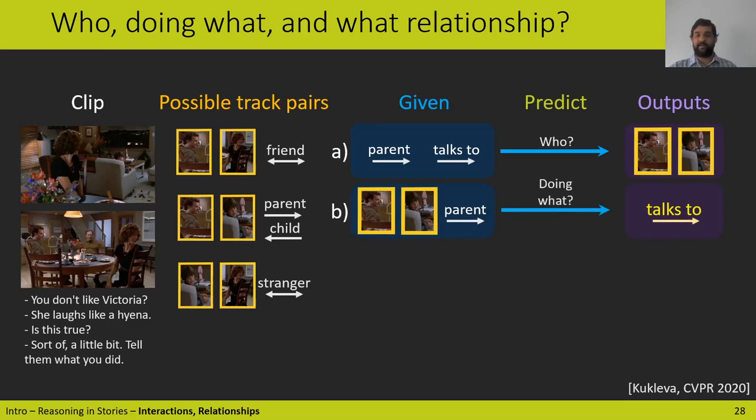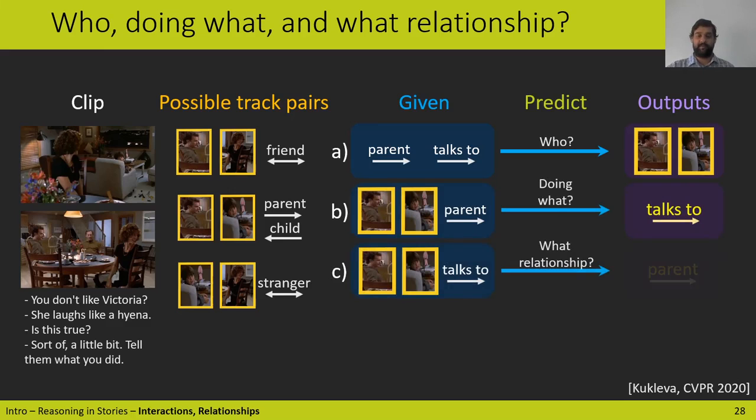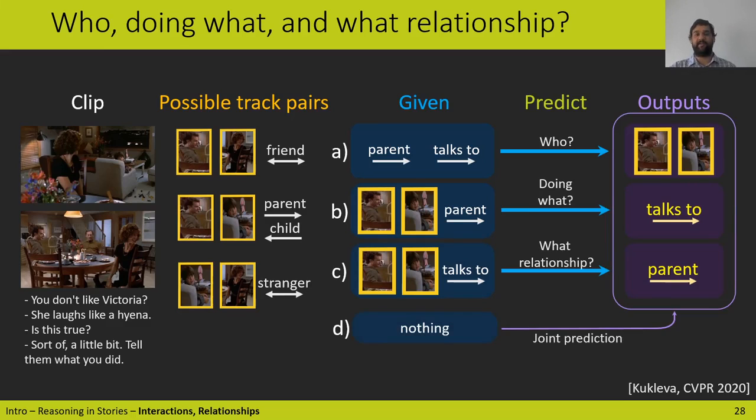Given the pair of characters and the relationship, we can predict what they're doing. Given the pair of characters and their interaction, we can predict their relationship. Or finally, if we're given nothing, we can try and predict everything. So obviously this is a very complicated task, and accuracies for joint prediction are around 2% or 2.5%. But an interesting factor is that even with weak clip level labels, we're able to achieve this performance up to 1.5% quite nicely.